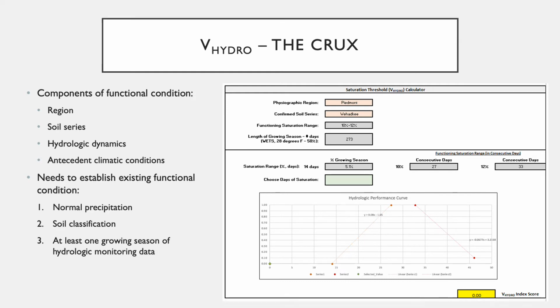So what is needed to establish existing functional condition of a wetland? First, you need normal precipitation, so you can evaluate whether the hydrologic dynamics that are observed on the site, where those fall on the hydrologic performance curve, as depicted on the right. You need to know the type of soil, and you need at least one growing season of hydrologic monitoring data such that you can establish the maximum saturation range that occurs on a particular site.